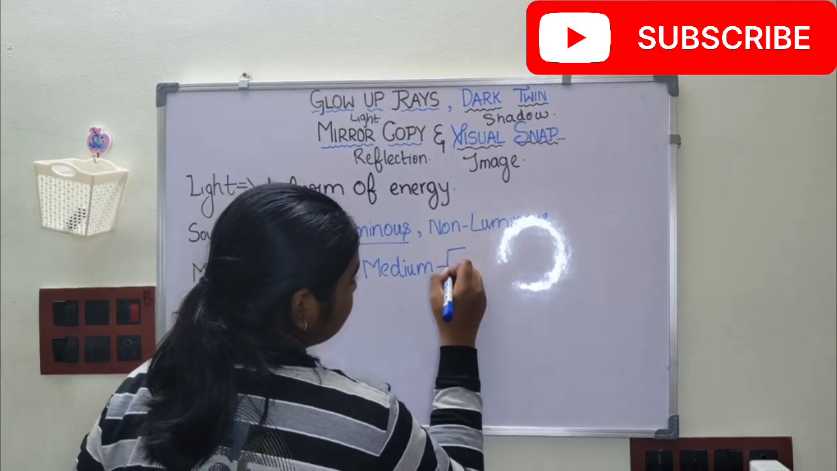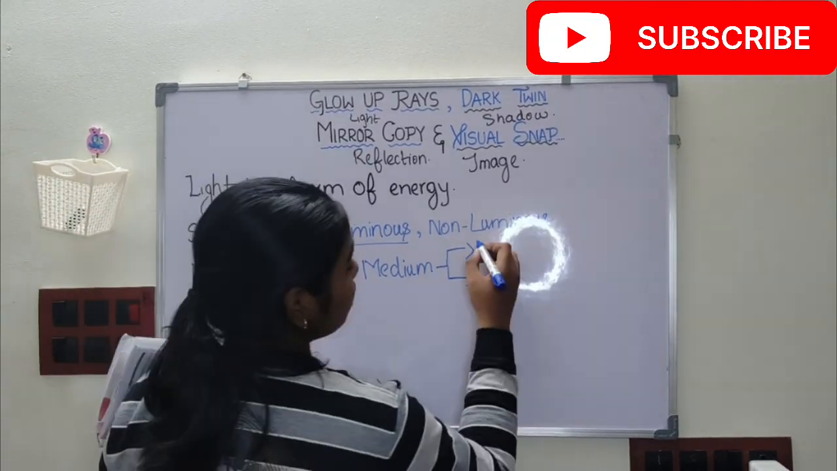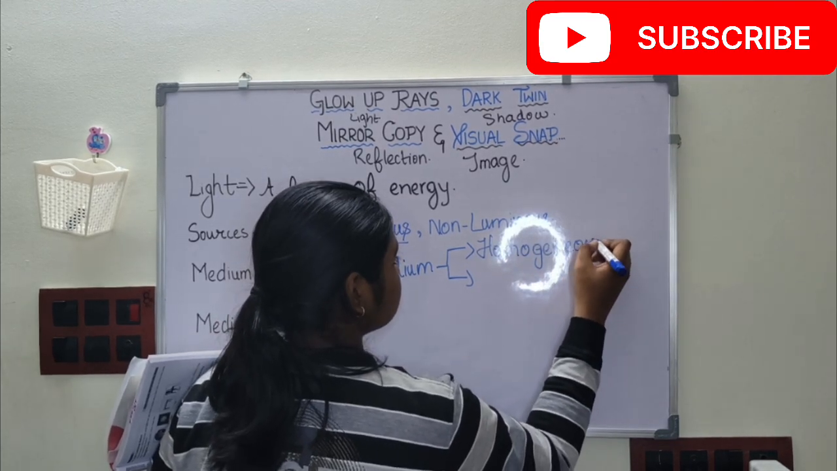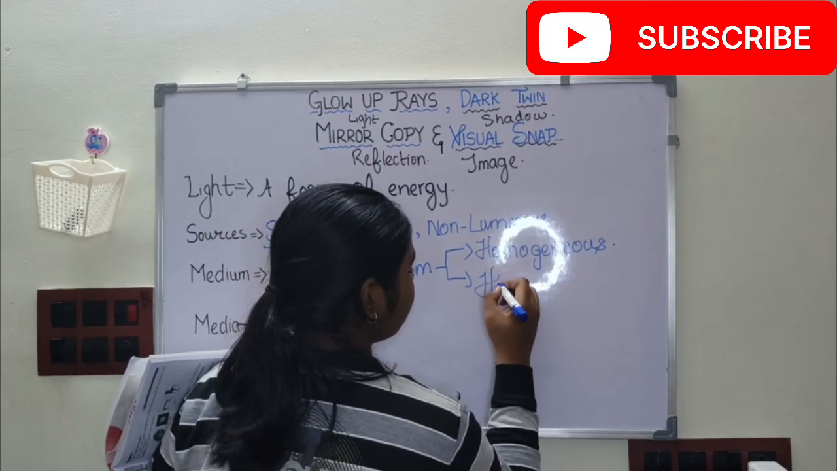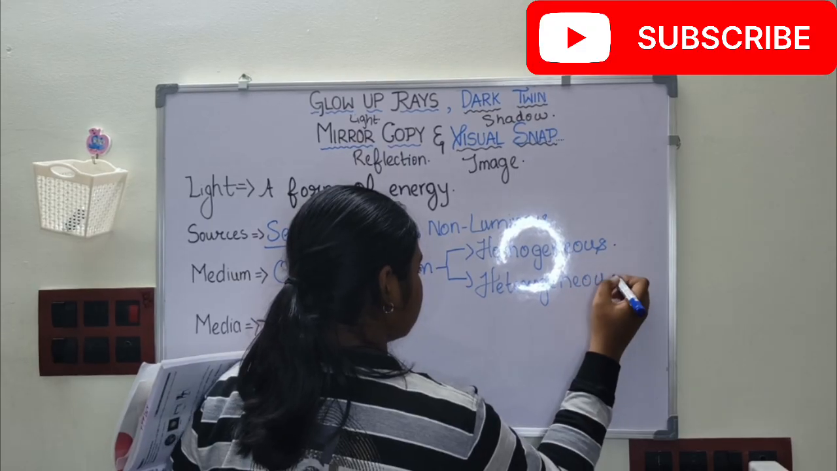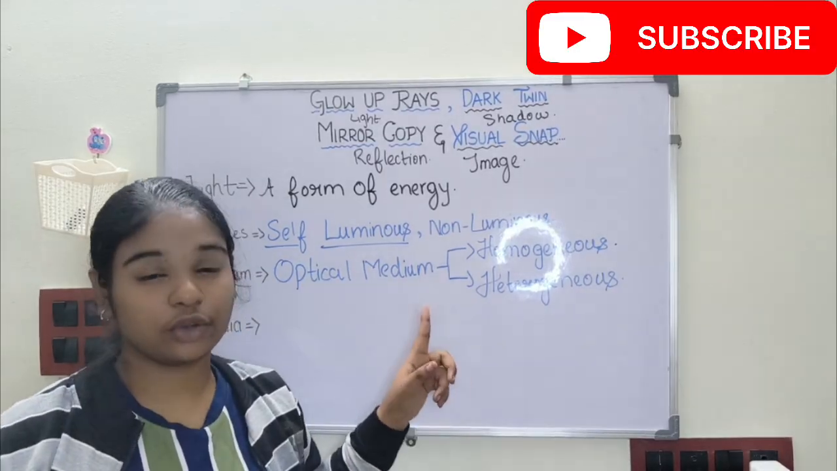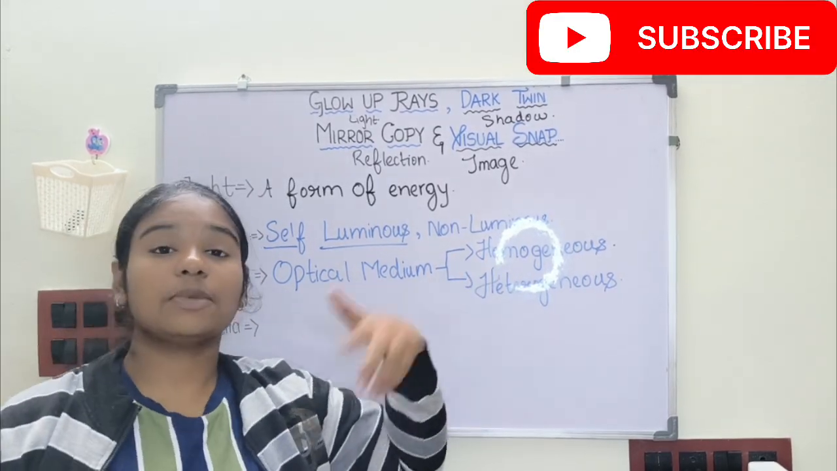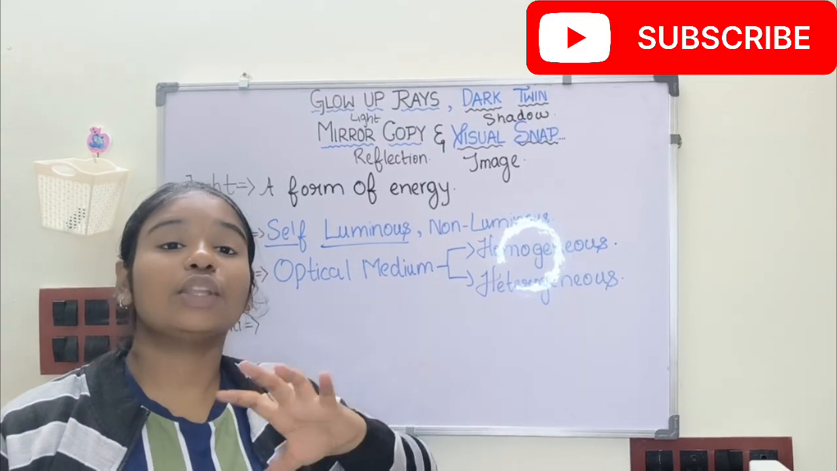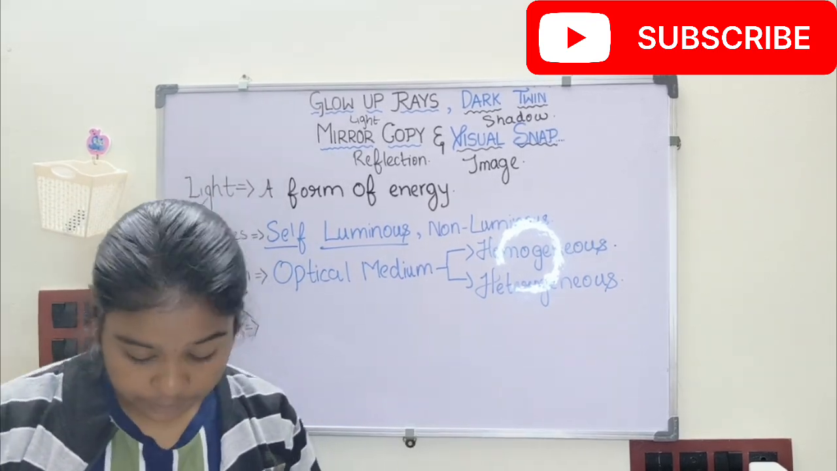In an optical medium we have two types. The first one is homogeneous. The next one is heterogeneous. We've already learned homogeneous and heterogeneous in chemistry. You remember? Homogeneous is a mixture where the particles are uniformly distributed, whereas heterogeneous is the opposite of homogeneous. Okay?